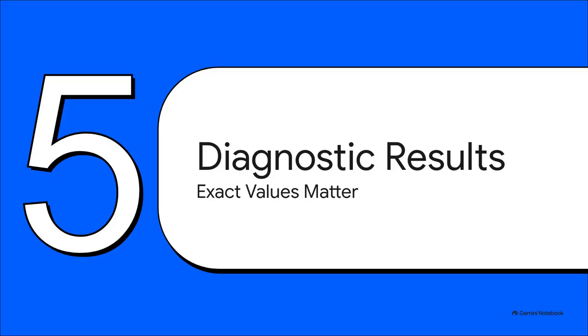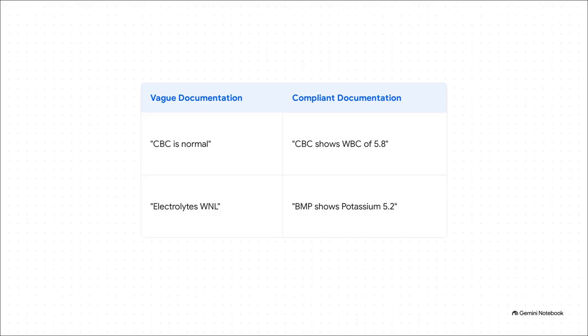Section 5. Documenting diagnostic results. Exact values matter. Much like what we talked about with vital signs earlier, vague laboratory phrasing is a massive compliance risk. Instead of writing something like "CBC is normal" or "WNL," you absolutely must cite the exact numerical values. So if a complete blood count is run, document the exact white blood cell count, the hemoglobin, and the hematocrit.